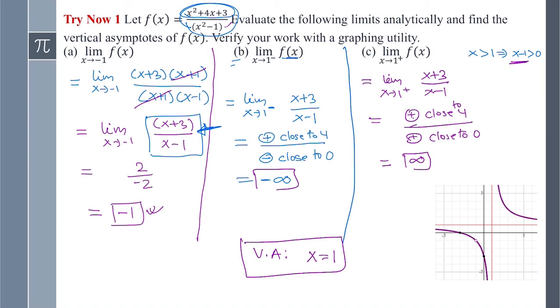From the graph, we can verify that at x equals -1 there is a hole, which is this limit, and at x equals 1 we have this vertical asymptote, which is this limit.